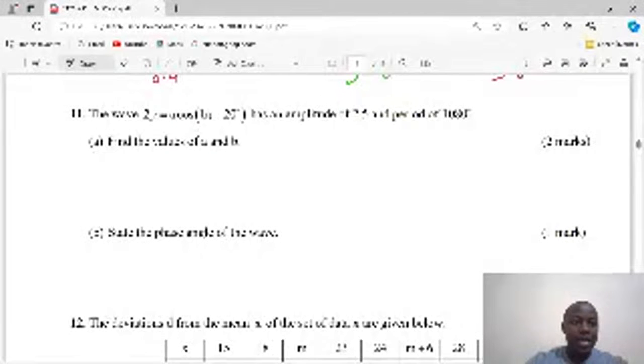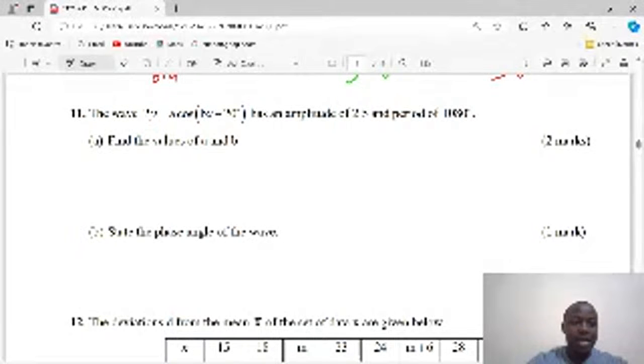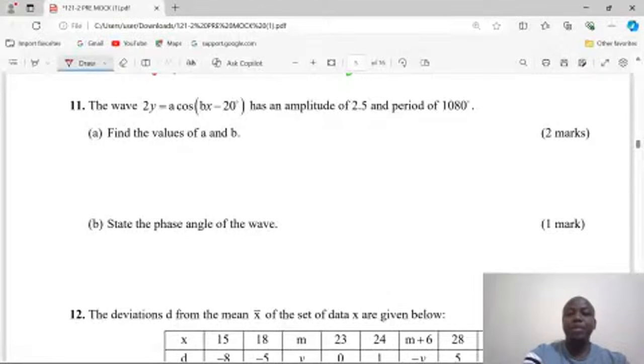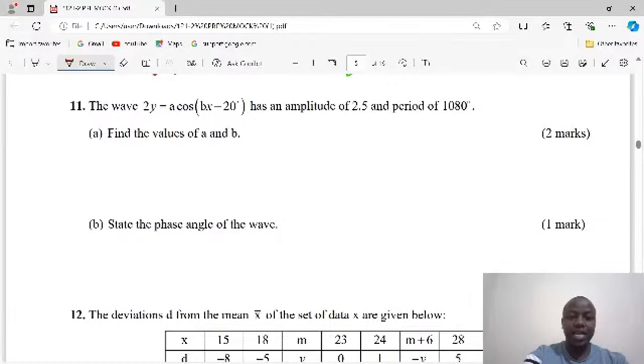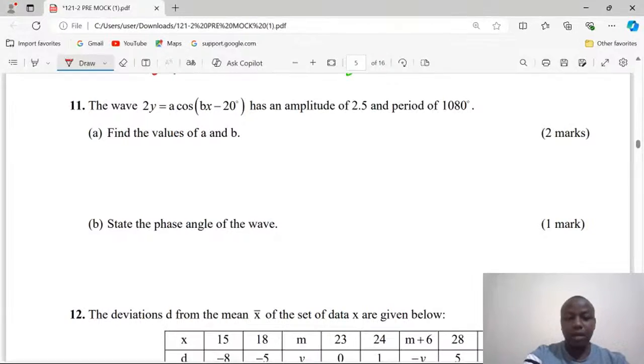Okay, number 11. The wave y equals A cosine of (bx minus 20) has an amplitude of 2.5 and a period of 1080 degrees. Find the values of A and B. Then part B, state the phase angle of the wave. All right.